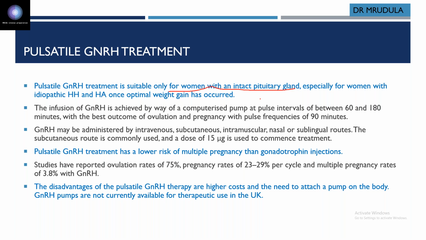Also, GnRH can be administered by IV, subcutaneous, intramuscular, nasal, or sublingual route. The subcutaneous route is commonly used, with a dose of 15 microgram. Pulsatile GnRH is associated with a lower risk of multiple pregnancy. Ovulation rates are 75%, pregnancy rate is 23 to 29% per cycle, and multiple pregnancy is only 3.8% with GnRH. Disadvantages of pulsatile GnRH are higher cost and the need to attach a pump for the infusion, which is not available for therapeutic use in the UK right now.